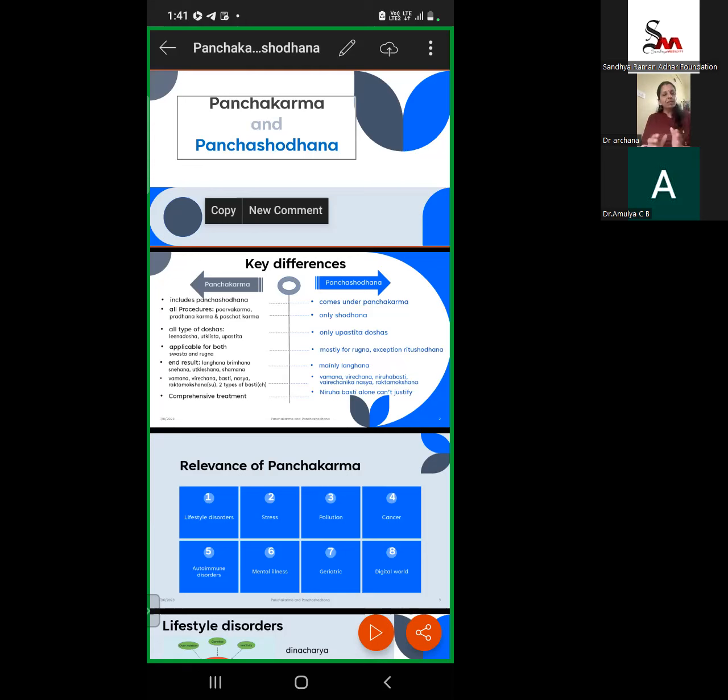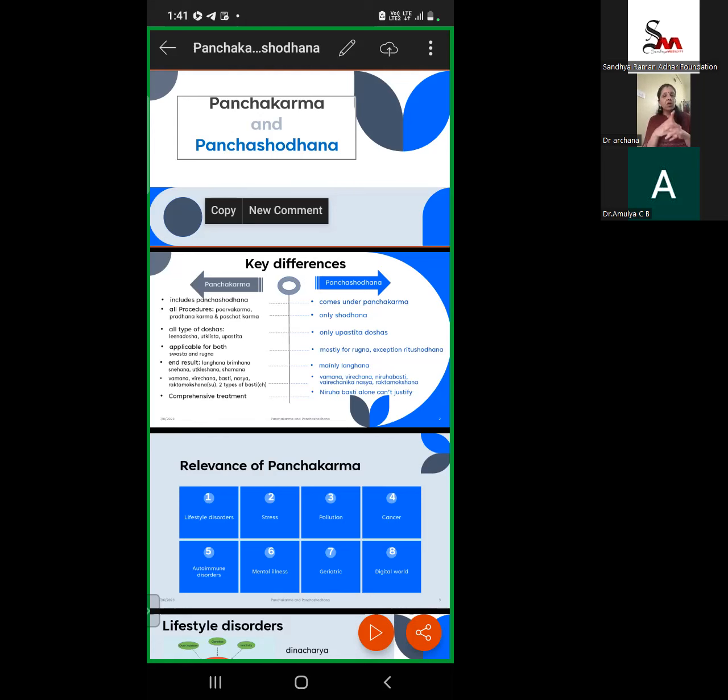The next point is that Panchakarma is applicable for both Swastha and Rugna. Rutukalina Shodhana also comes under Panchakarma. Also, if you have a patient who needs Snehana in their body, Panchakarma is done there. But Panchashodhana is mostly done for Rugna, and Rutu Shodhana also comes under Panchashodhana, no doubt. Panchashodhana is done majorly for Rugna, and Panchakarma can be done even if a patient comes and says that they want to go for purificatory procedures.